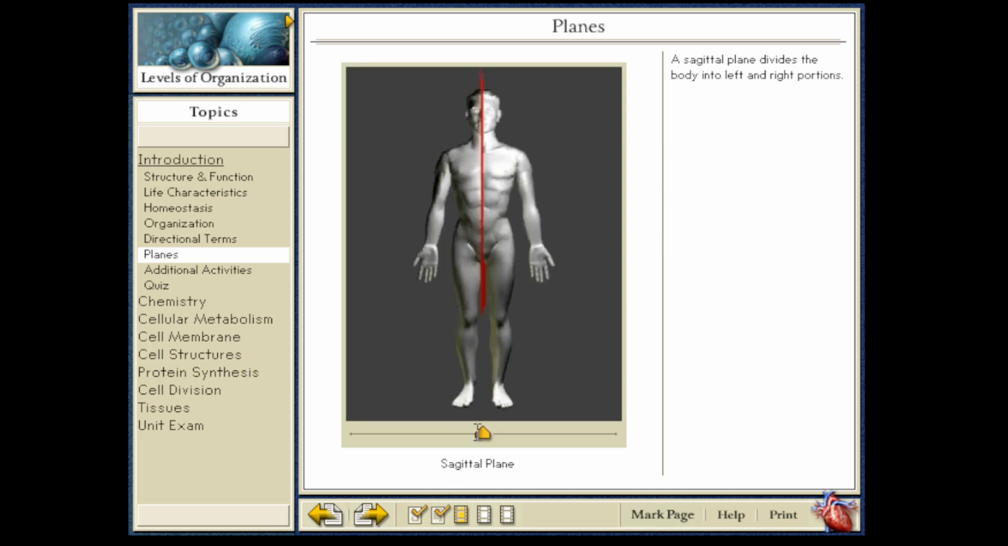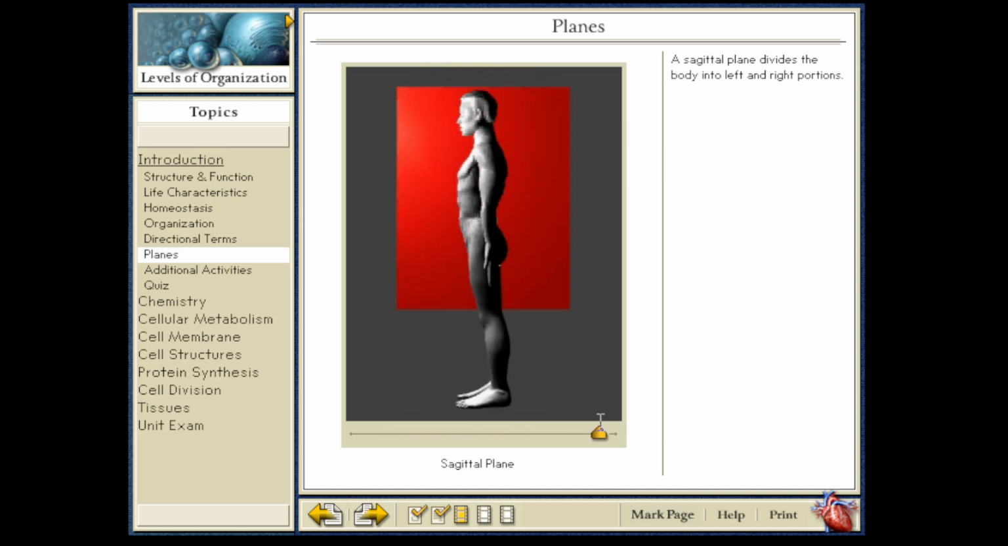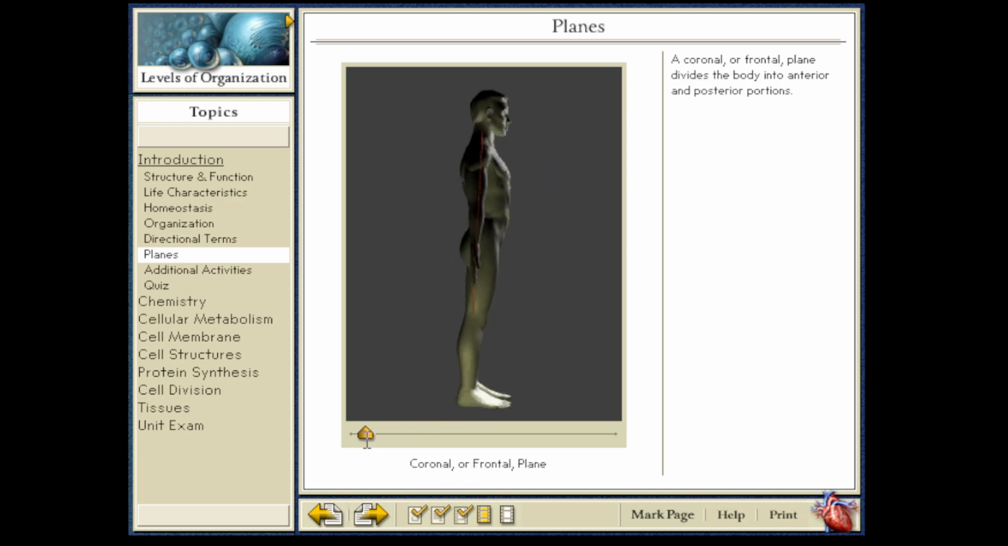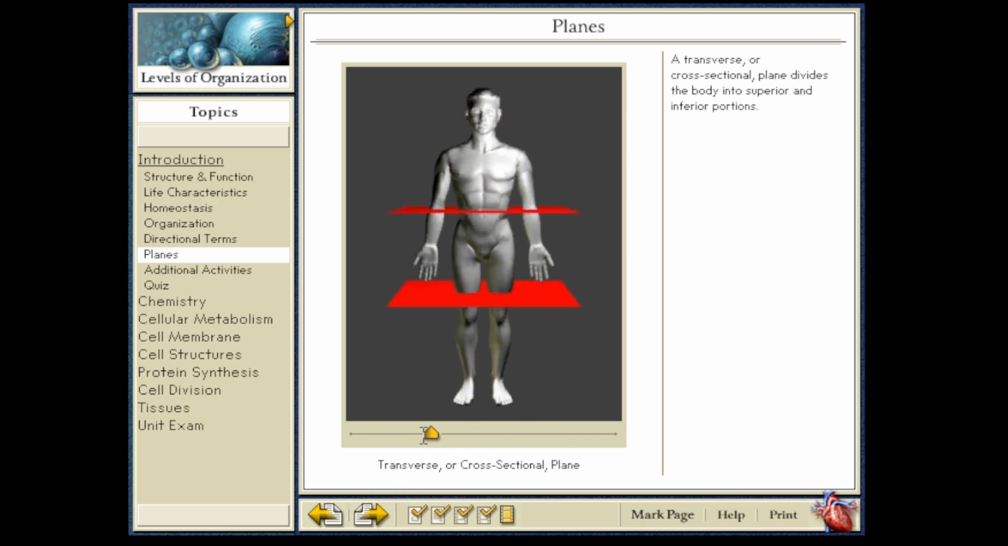A sagittal plane divides the body into left and right portions. A coronal or frontal plane divides the body into anterior and posterior portions. A transverse or cross-sectional plane divides the body into superior and inferior portions.